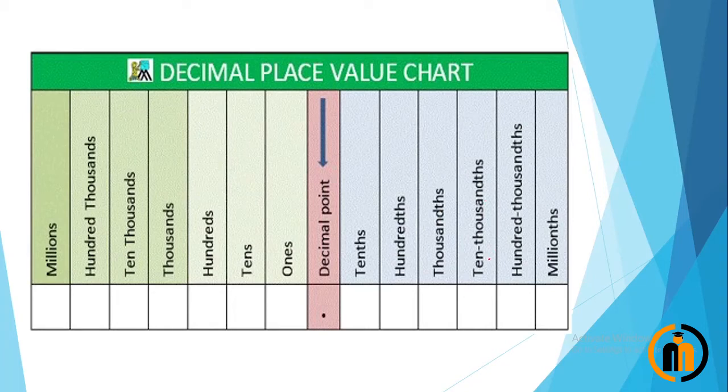Then come ten-thousandths, hundred-thousandths, millionths. So generally, any place value which comes after the decimal point, towards your right hand, is less than 1, which means it is 1 over 10. Then the next one is 1 over 100. The next one is 1 over 1000. It keeps on going.